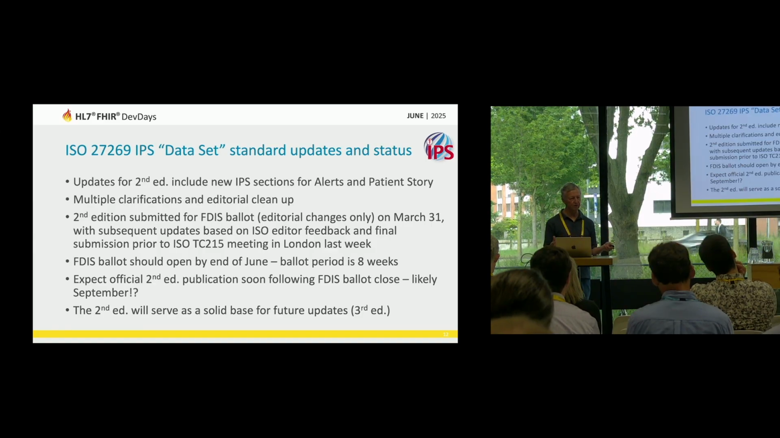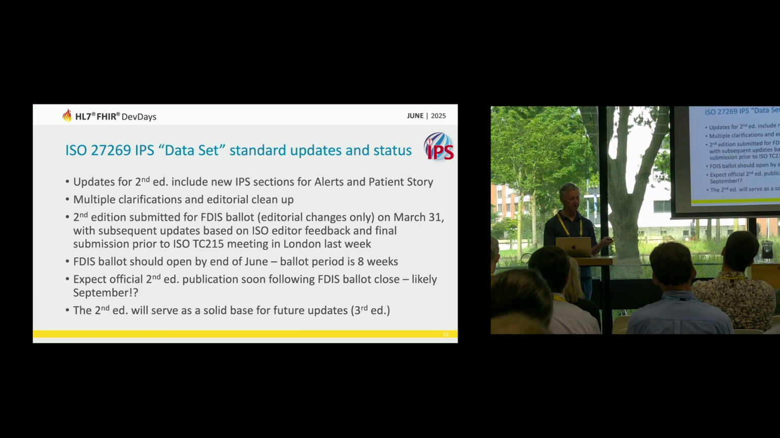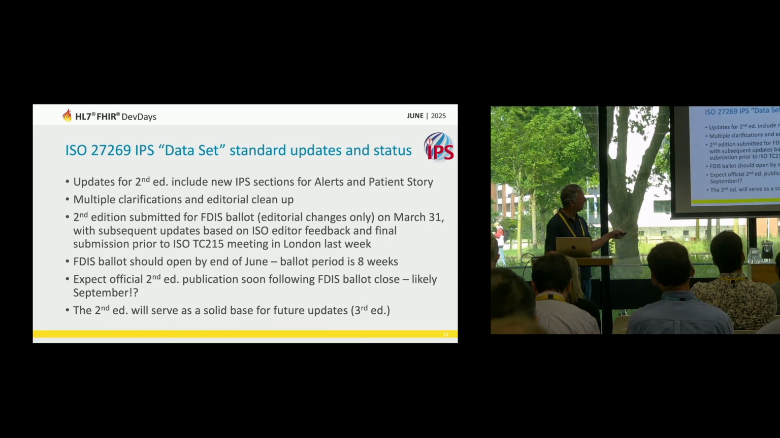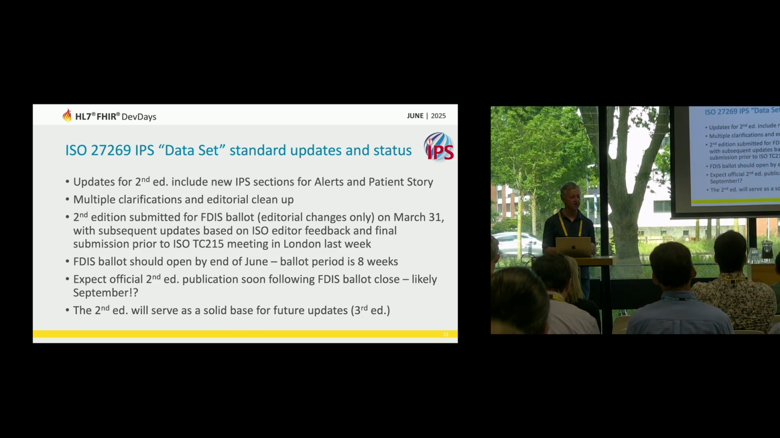And we've submitted it for what ISO calls an FDIS ballot, which is for editorial changes only. That was submitted at the end of March, and we've made a few other updates with the editors since then, and we've now got the final submission out since the meeting last week. And the ballot should be opening by the end of this month, and then there's a ballot period of 8 weeks, and then we should have a publication of the updated version. So we're expecting it probably in early September. And this is intended to be a solid base for future updates, the 3rd edition, and whatever we have beyond that.